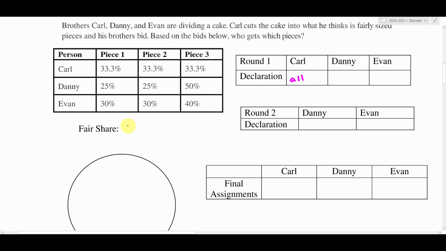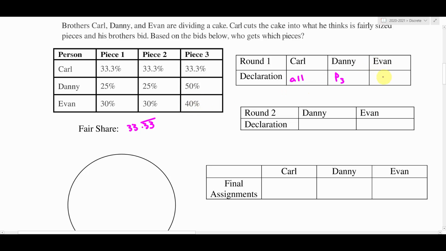Danny, again, we're looking for shares that are above 33.33%, because we're dividing amongst three people. So Danny's only going to be okay with piece 3. Piece 1 and piece 2 are below 33.33%, so he would only be okay with that third piece. Evan's in the same boat. Evan has 30% on piece 1 and piece 2. He would not be happy with either one of those.